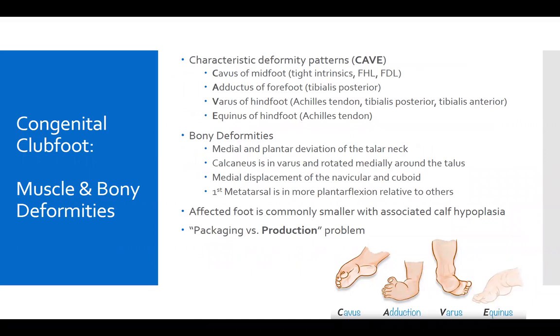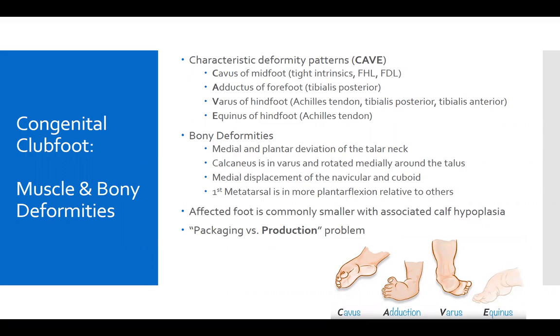So clubfoot, when we talk about the deformities involved in this pathology, is a complex deformity of structures below the knee. So it combines both muscular and bony deformities. And typically the characteristic deformity pattern, we can use the acronym CAVE to remember what that encompasses. The C stands for cavus of the midfoot, and that's typically due to the tight intrinsics of the foot, the FHL and FDL.